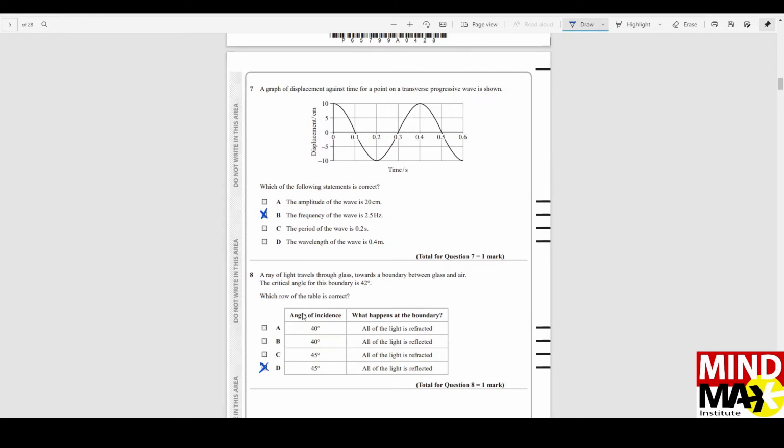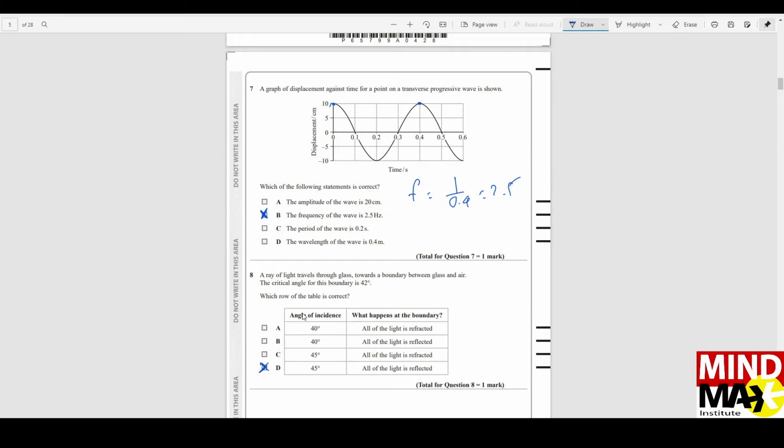Then which of the following statements is correct? So as you can see, this is the time axis from where you can get the time period. So time period is the time taken to produce one full wave. It starts from here, ends here, so it takes 0.4 seconds, and we know frequency is 1 by time period, so 1 by 0.4, which is simply 2.5.